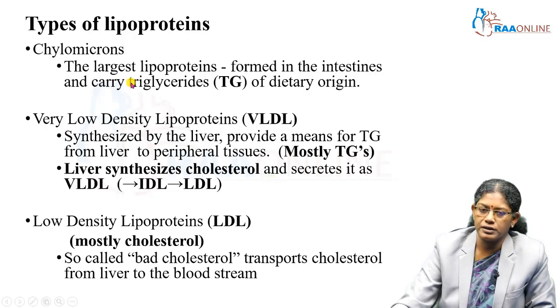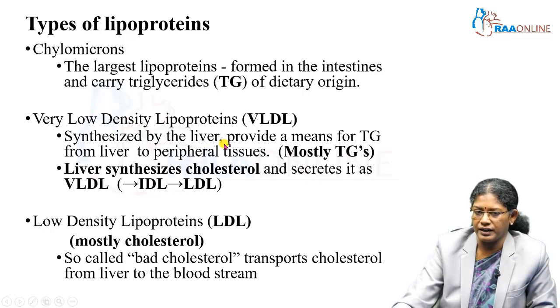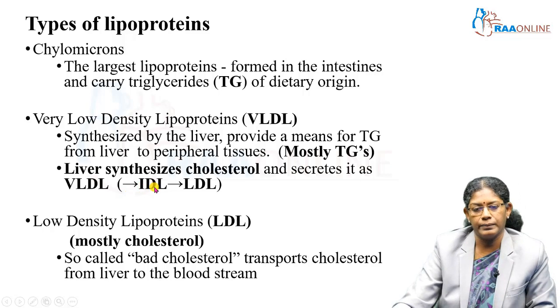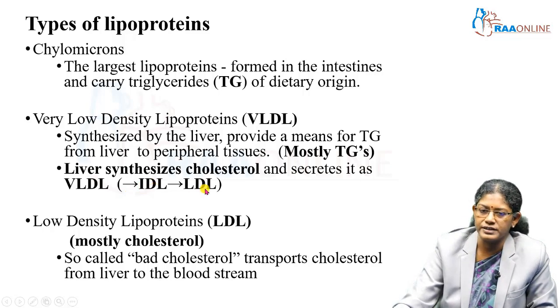To treat these lipoproteins, we should be aware of their types. Chylomicrons are the largest lipoproteins, around 500 to 1000 nanometer in size, and they are mainly of dietary origin and carry triglycerides. Very low density lipoprotein is mainly secreted by our liver, and that is the main pathway for triglycerides from liver to peripheral tissues. The liver synthesizes cholesterol in the form of VLDL. After undergoing metabolism by the enzyme lipoprotein lipase, VLDL is converted into intermediate density lipoproteins as well as low density lipoproteins.